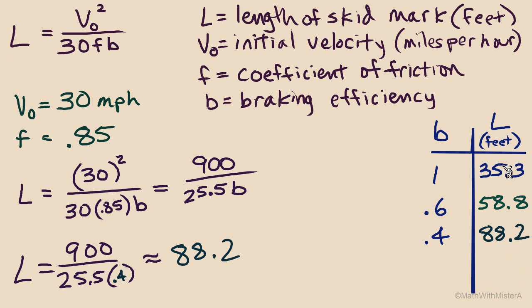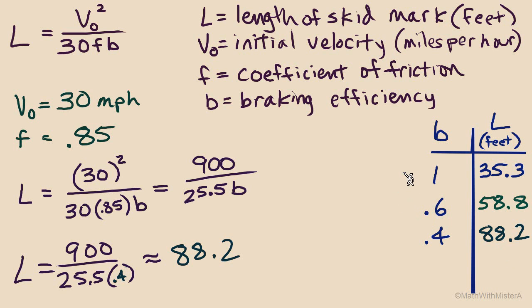Now the fact that the length of the skid mark increased as the braking efficiency decreased is something that we would expect. As fewer tires are actually braking, it's going to take longer for the car to screech to a halt. And we would guess the same thing about the coefficient of friction. As the coefficient of friction gets smaller, it means the road is more slippery, so again, we would see a longer skid mark. So some variables have what we call an inverse relationship. As one value increases, the result decreases, and vice versa.